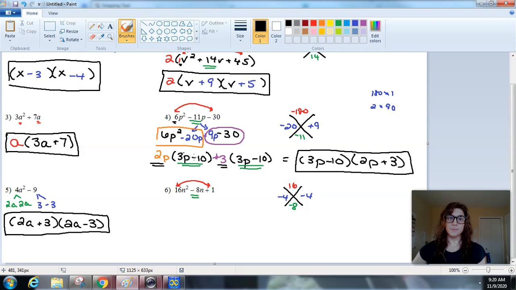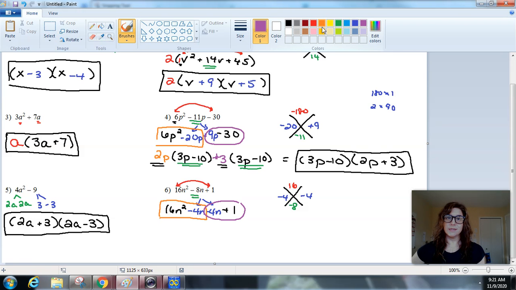So again, I'm going to do like I did up here. Drop the first term, drop the last term, stick those factors in the middle. That's what we're splitting our middle term into. And then again, we're going to go into grouping. So first two, last two.